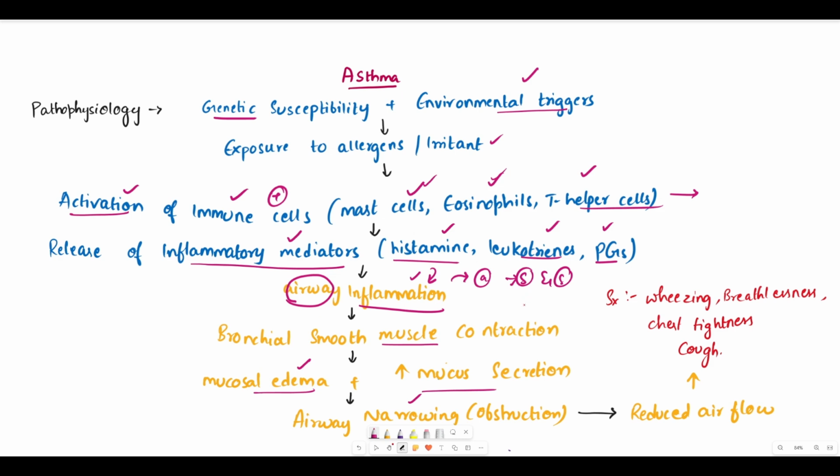When this inflammation occurs, it makes the airway more sensitive and also more swollen. Due to this, the airway lining becomes swollen, which is called mucosal edema. At the same time, the lungs produce more mucus than usual. Now think about it. There is swelling, tightened muscles, and excessive mucus, all happening together. Because of this, the airway becomes narrow, making it difficult for air to pass.